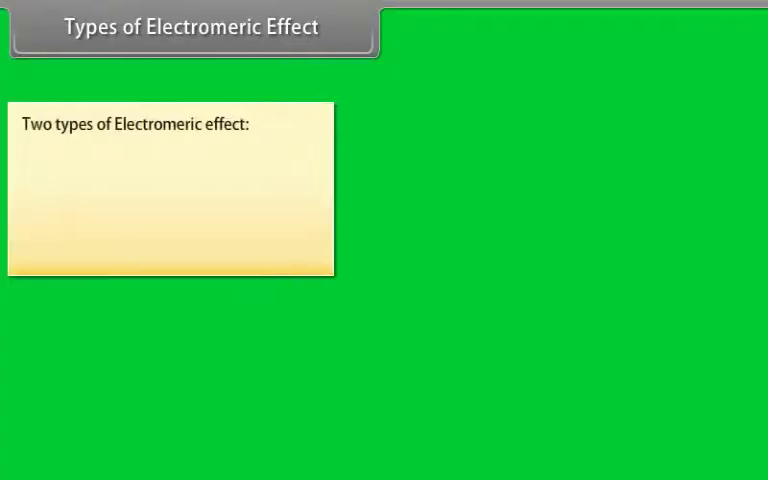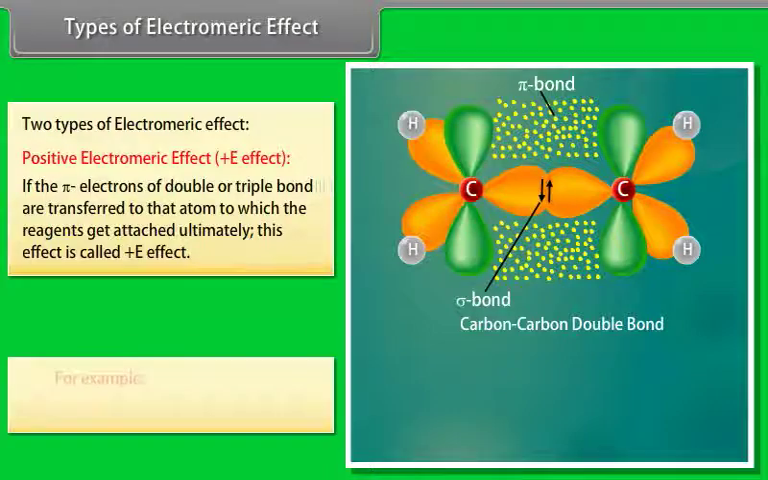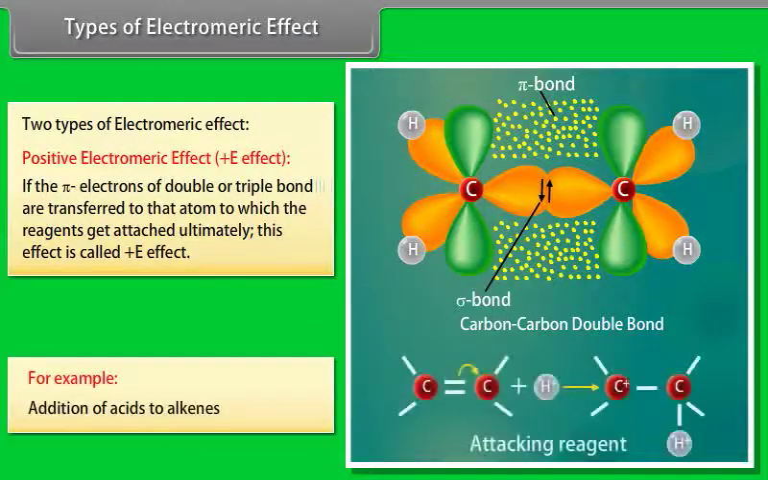Types of electromeric effect. Two types of electromeric effect: positive electromeric effect, positive E effect. If the pi electrons of a double or triple bond are transferred to that atom to which the reagent ultimately gets attached, this effect is called positive E effect. For example, addition of acids to alkenes.